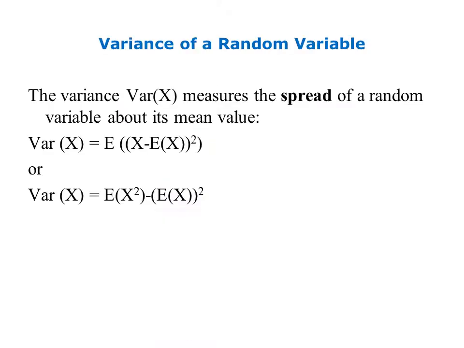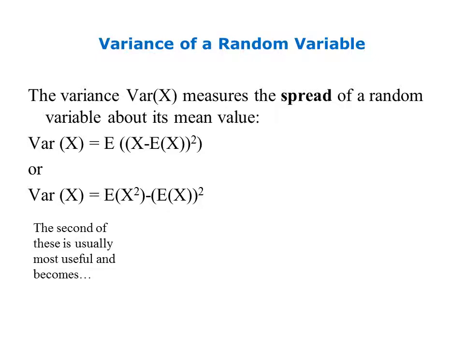The variance of a random variable measures the spread of the random variable about its mean value, and it can be found in one of two ways: either the expected value of the quantity X minus the mean, squared, or it can also be obtained as the expected value of X squared minus the mean squared. And I had already switched to calling E of X the mean in that expression. If you want to see the derivation of both of these, you can find that in your textbook.